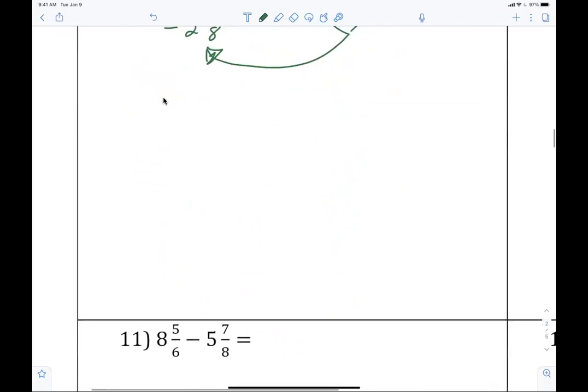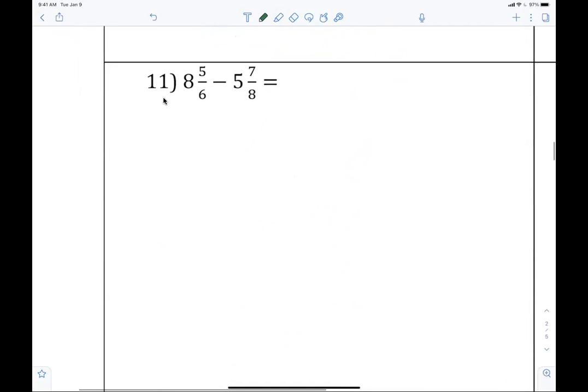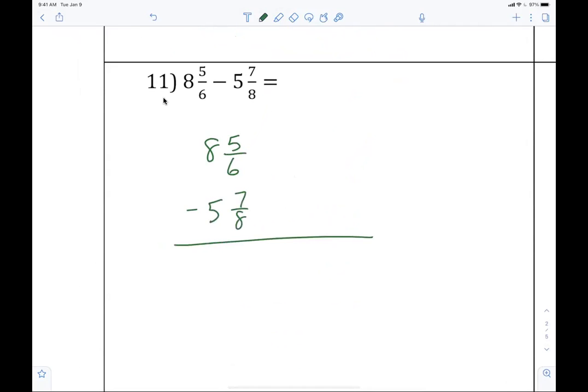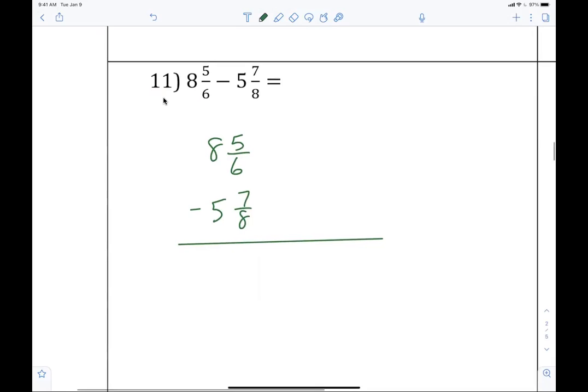All right, let's everybody take a look at 11 now. All right, what am I doing? Oh, I didn't understand this one. Okay, so you're going to tell me what's the common denominator, 24, right? So I'm going to write 8 and 5/6 minus 5 and 7/8. So common denominator is 24. And then it would be 20 over 24. 20 over what? And then 21. 21. Exactly.